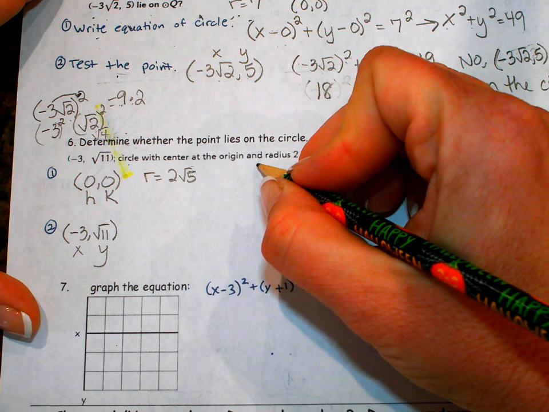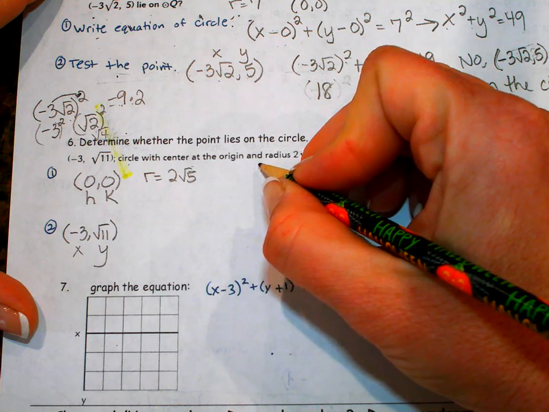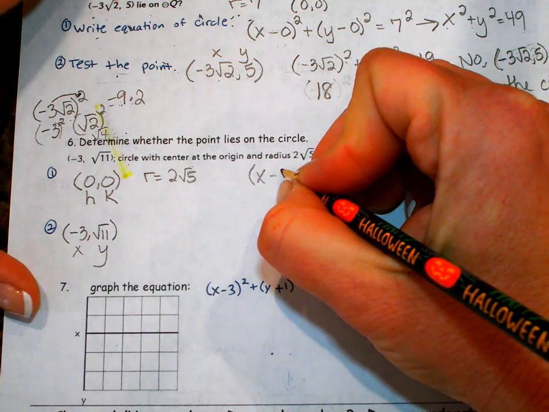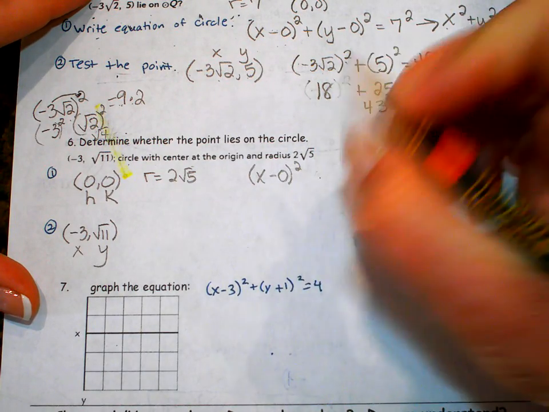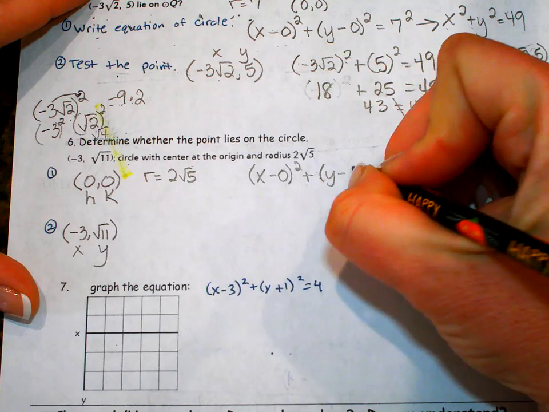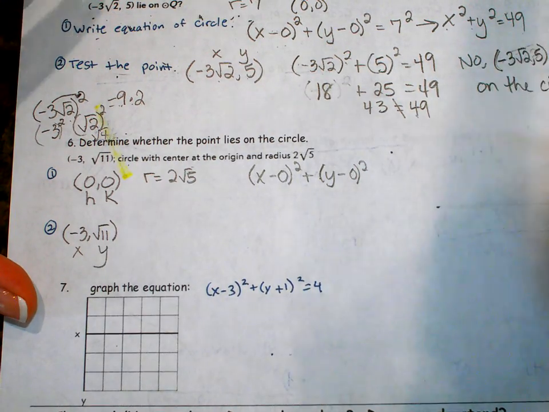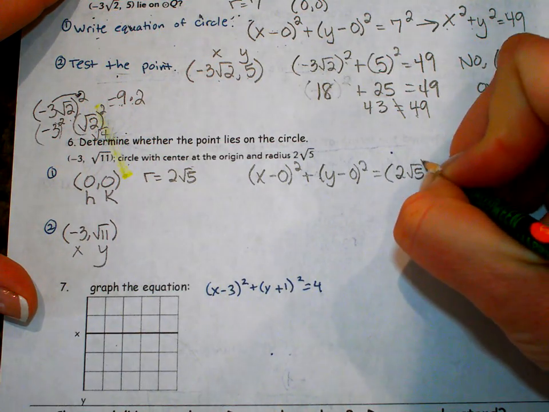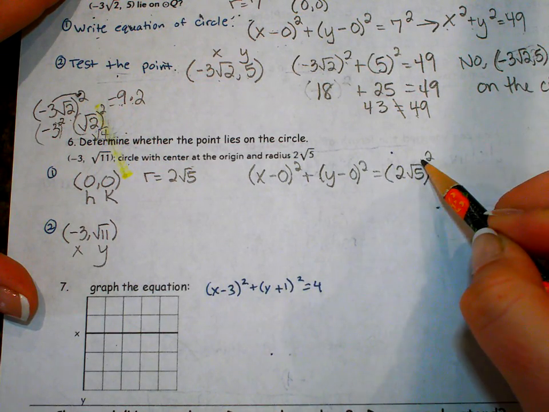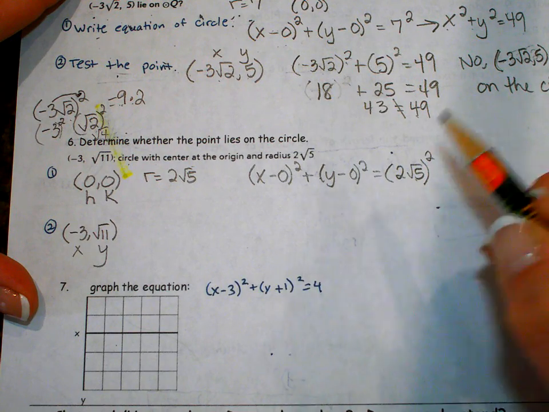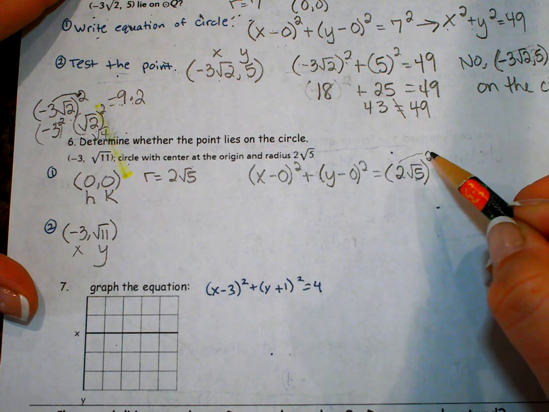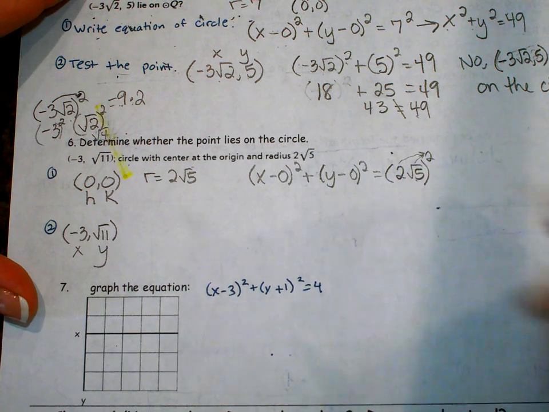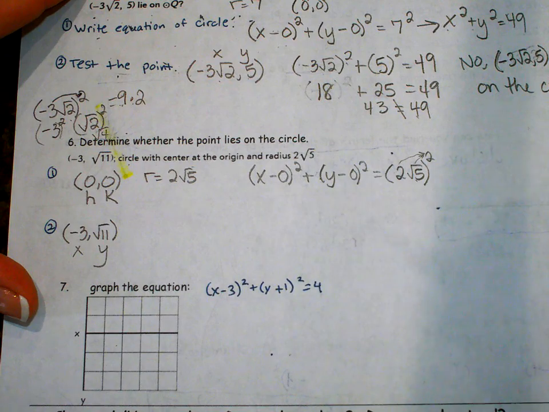x minus h squared plus y minus k squared equals radius squared. So x minus 0 squared plus y minus 0 squared equals, my radius squared is radical, 2 rad 5. We talked about this before. My 2 gets squared and the radical 5 gets squared. So you're going to do 2 squared. It's kind of like distributive property, but I don't want you to think that that's exactly what it is. The zeros aren't going to be squared, so that's easy.